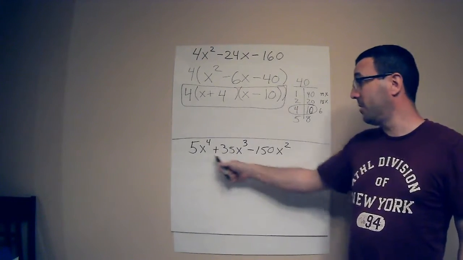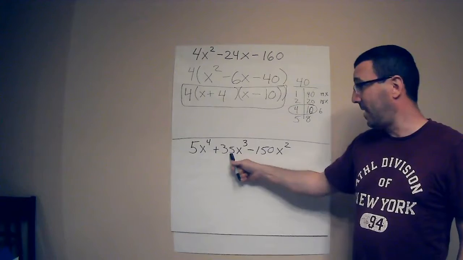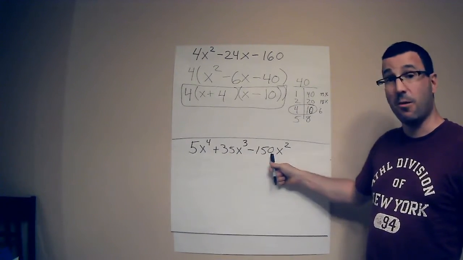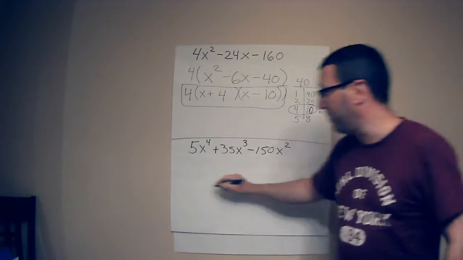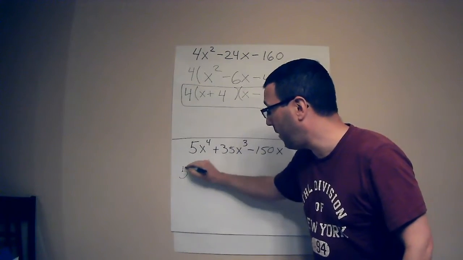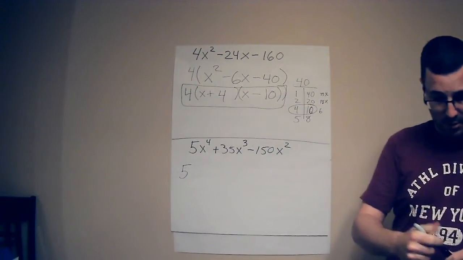5 goes into all of these. That ends in a 5, that ends in a 5, this ends in a 0. So 5 can go into all of them. So I'm going to write 5. I'm also going to change my pen.